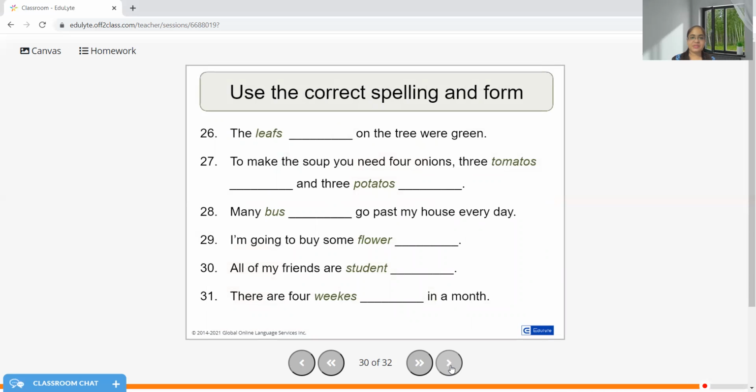You need to now use the correct spelling here. First one, the leaves, LEAVES. Tomatoes, TOMATOES, and POTATOES. Buses, BUSES. Flowers, Flowers. Students, Students. And weeks, Weeks. I told you spellings are very important, so you should learn like this.